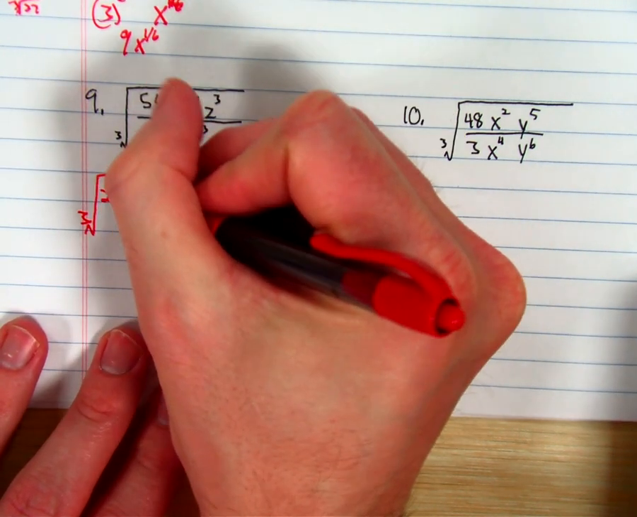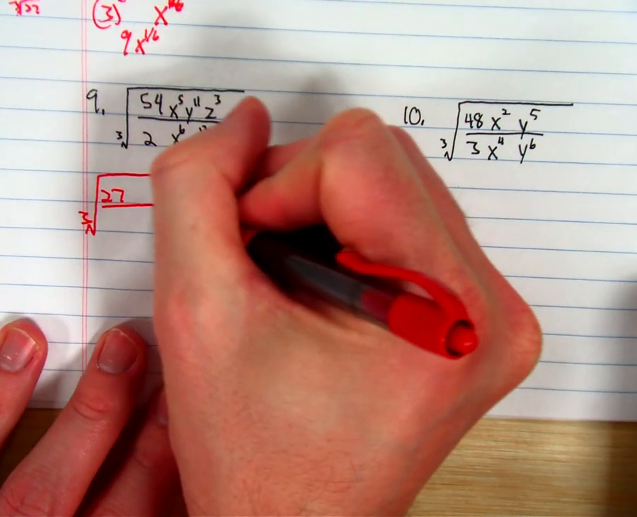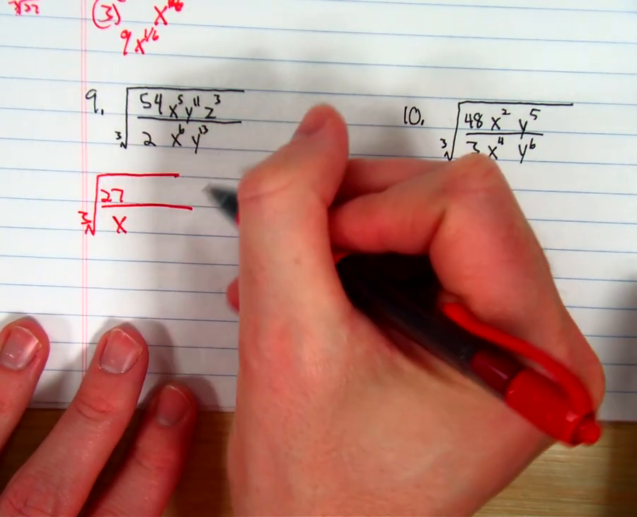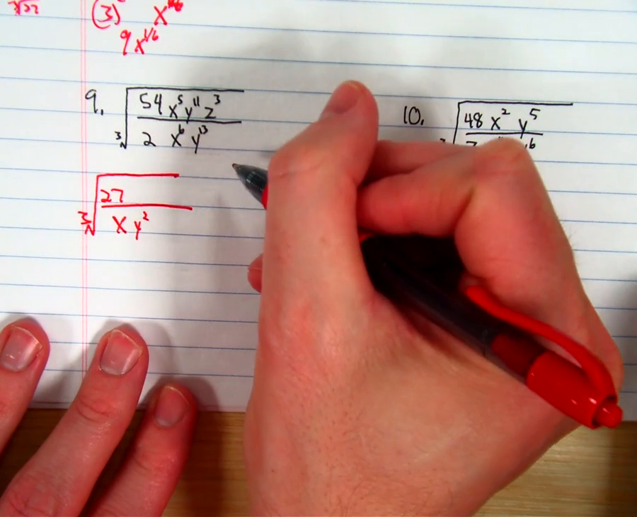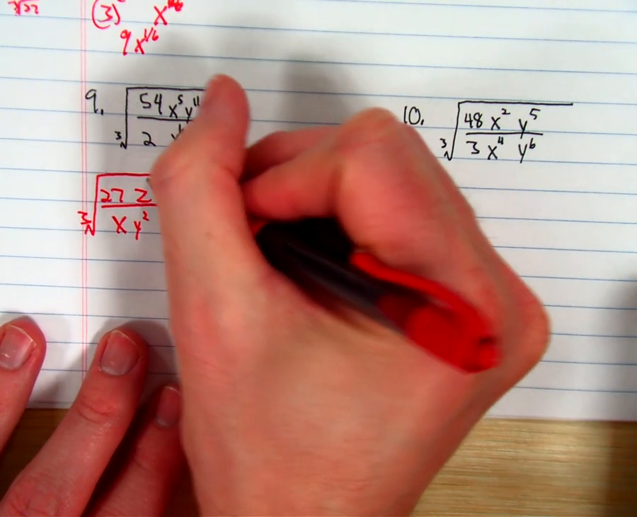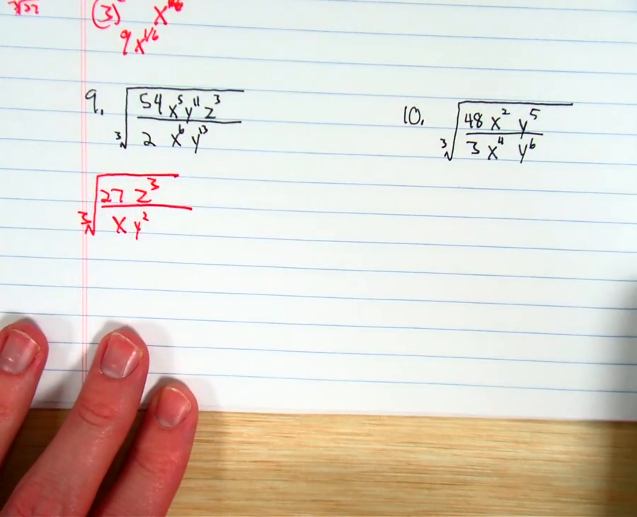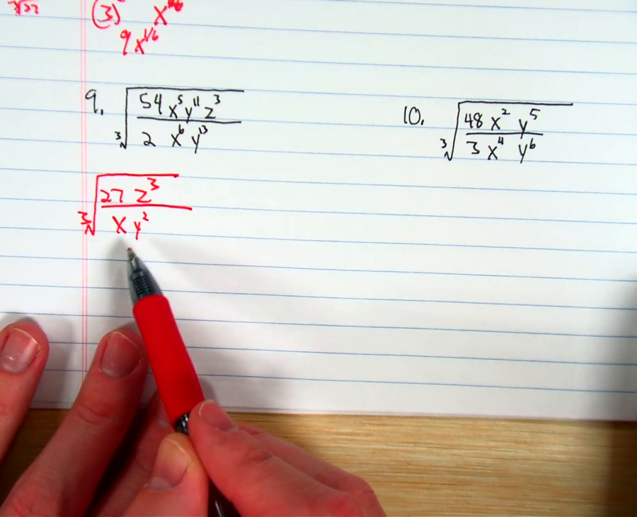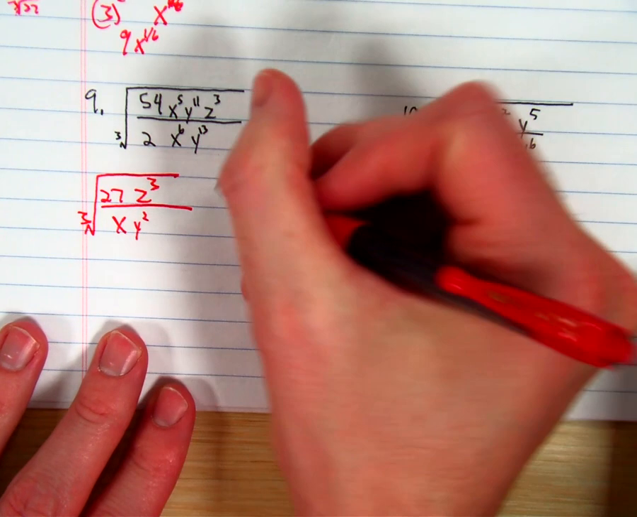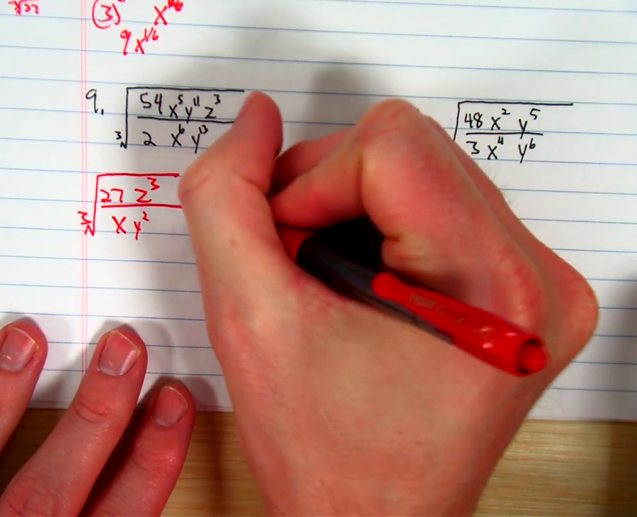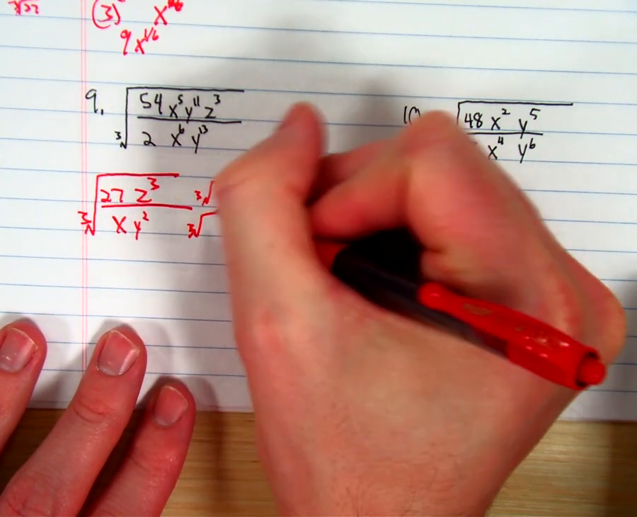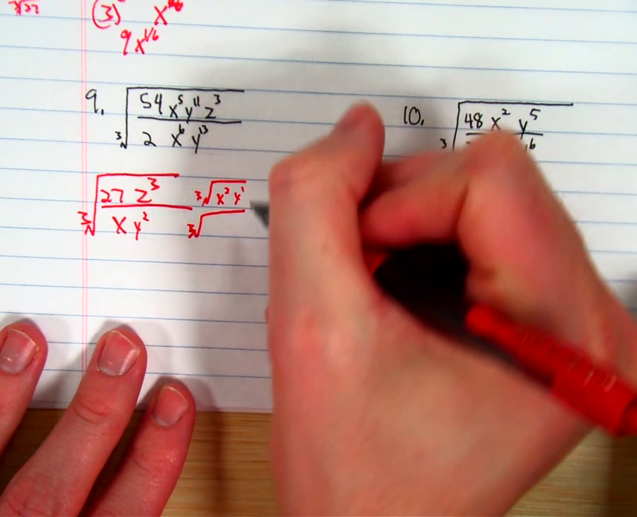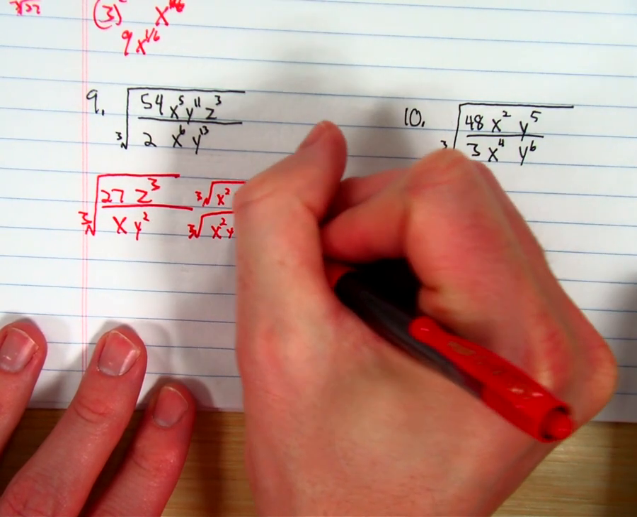So we've got 27 over x on the bottom, y squared on the bottom, z to the 3rd on the top. We don't want to have any leftovers, so we need 2 more x's and 1 more y on the bottom. We have to do it to the top and the bottom: x squared y to the 1st, x squared y to the 1st.